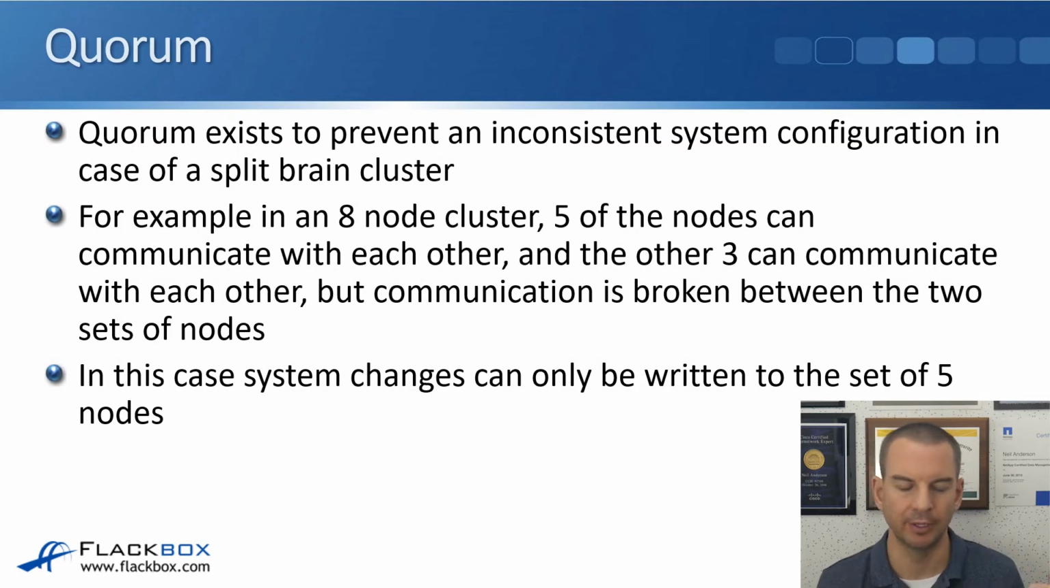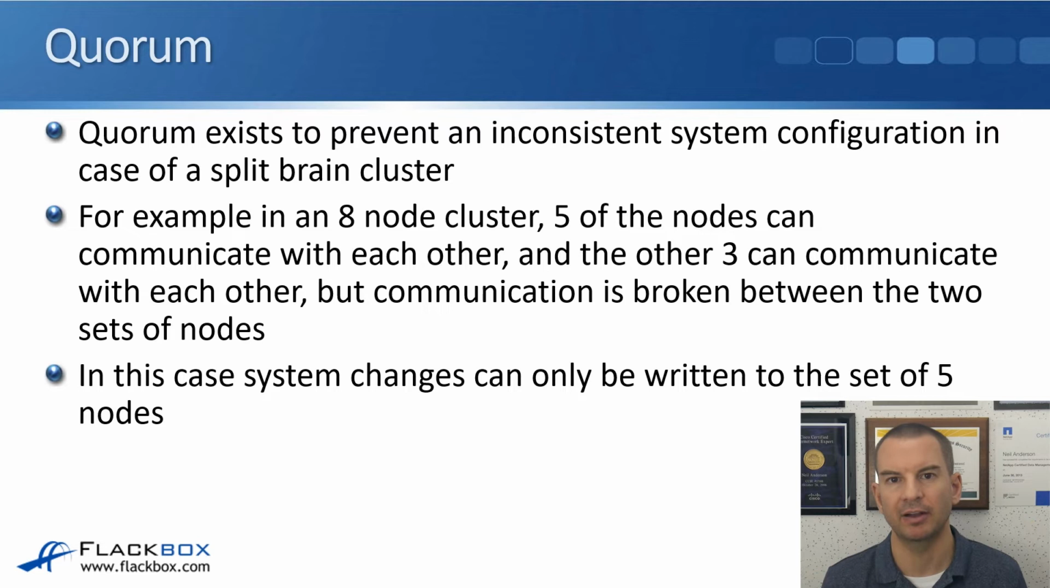So before we get to Epsilon, Quorum exists to prevent an inconsistent system configuration in case of a split brain cluster. So as an example, let's say that we've got an 8-node cluster and 5 of the nodes can communicate with each other over the cluster interconnect, and the other 3 can communicate with each other. But between those two sets of nodes, the 5 and the 3, the two sets do not have communication with each other. Well, in that case, system changes can only be written to the set of 5 nodes. If we did have 5 nodes up, then the cluster is in Quorum. We can still make changes.